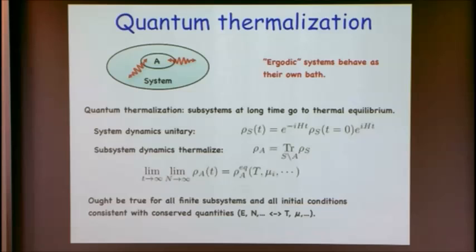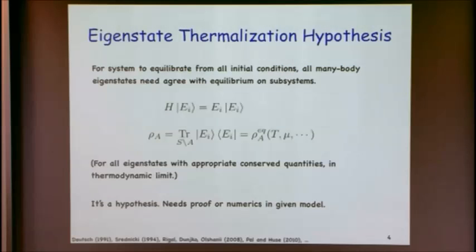So this leads to something known as the Eigenstate thermalization hypothesis, which is that for a system to equilibrate from all initial conditions, all many-body eigenstates need to agree with equilibrium on the subsystems. Okay? So here I have a closed system, Hamiltonian.